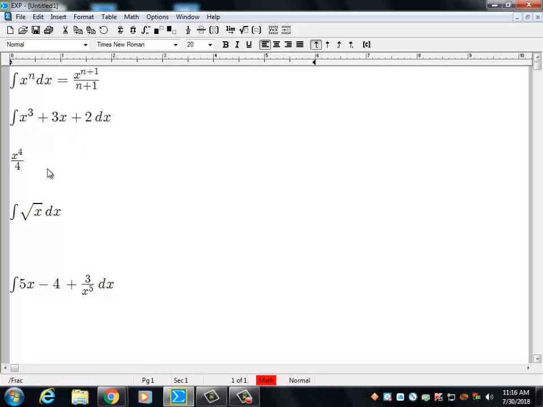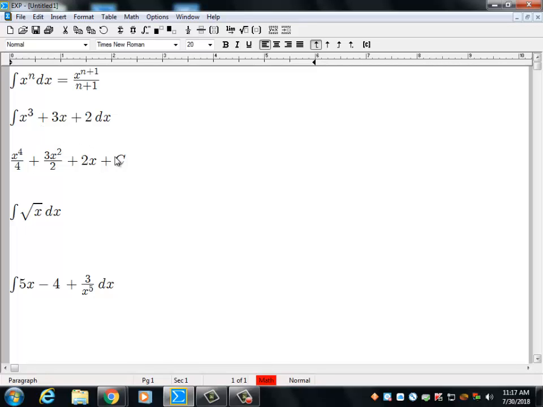When you have 3x, that becomes 3x raised to the, this is a 1, so that becomes a 2. Does that make sense? That's a 1, this becomes 2, and then you've got to divide by what? You've got to divide by 2. You divide by whatever the exponent is. Okay? This becomes 2x, and then recall that there has to be a plus c on the end.